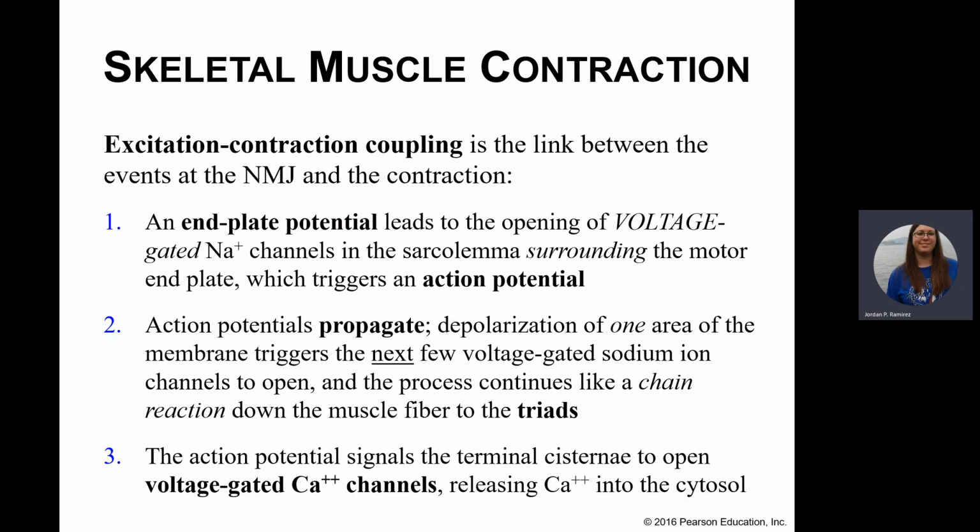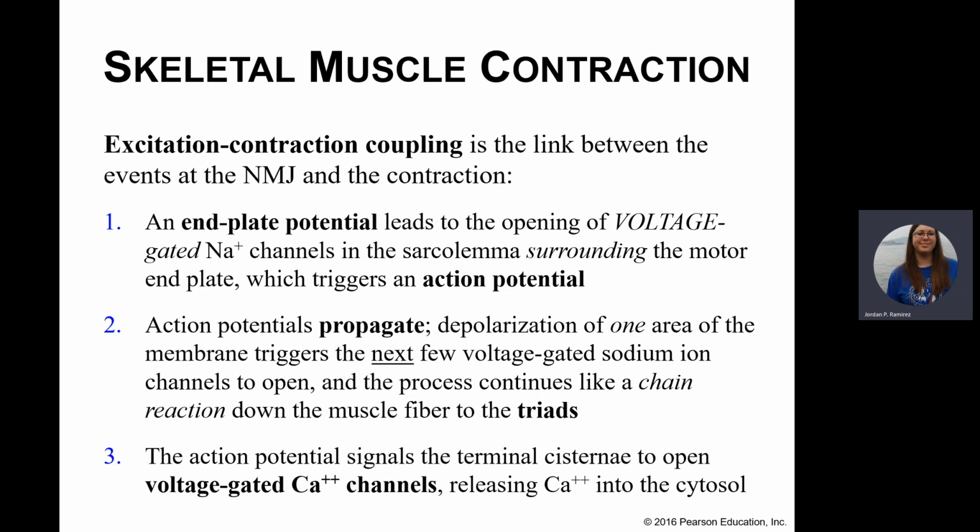Okay, so that was our first phase. We're going to talk about our second portion here. So excitation contraction coupling is the link between the events at the neuromuscular junction and the actual contraction. So an end-plate potential leads to the opening of not ligand-gated but voltage-gated sodium channels in the sarcolemma surrounding the motor end plate. This is going to trigger an action potential.